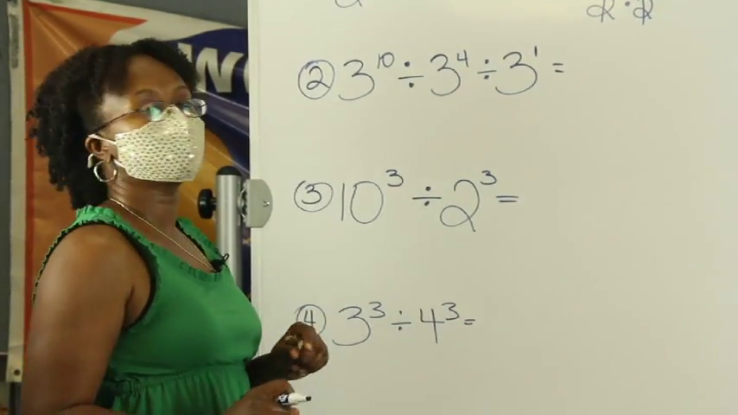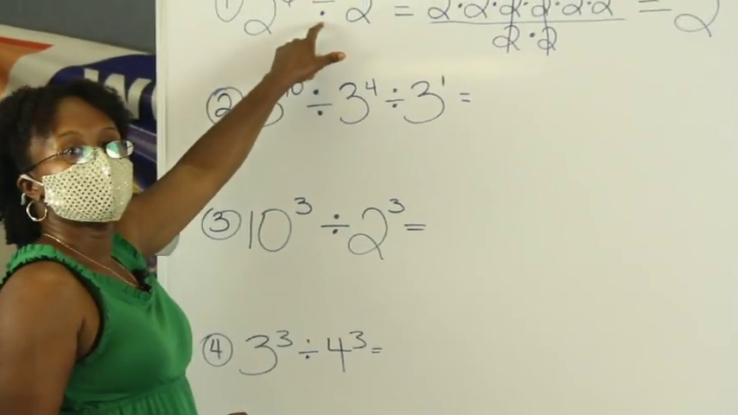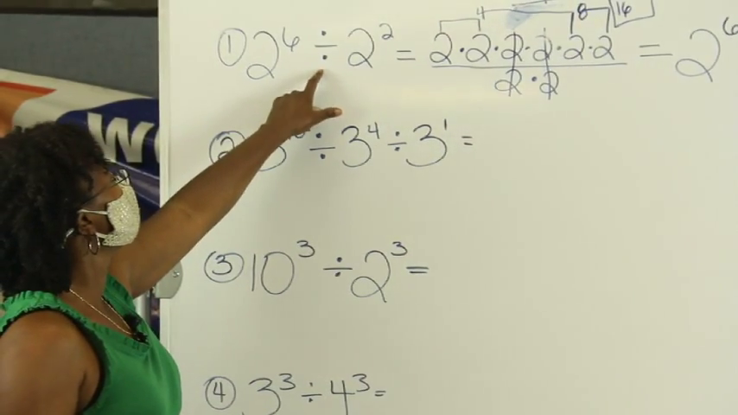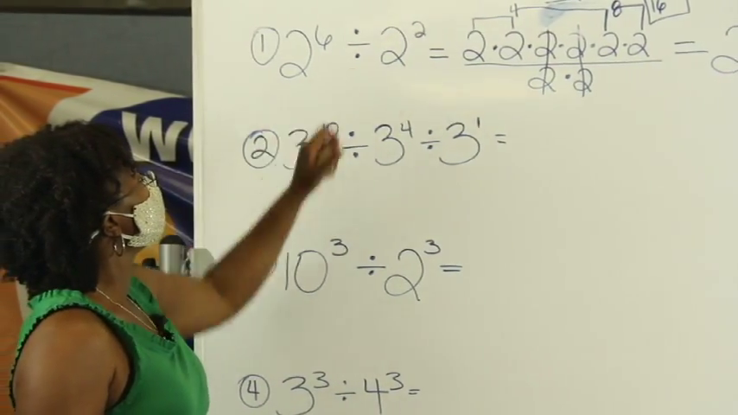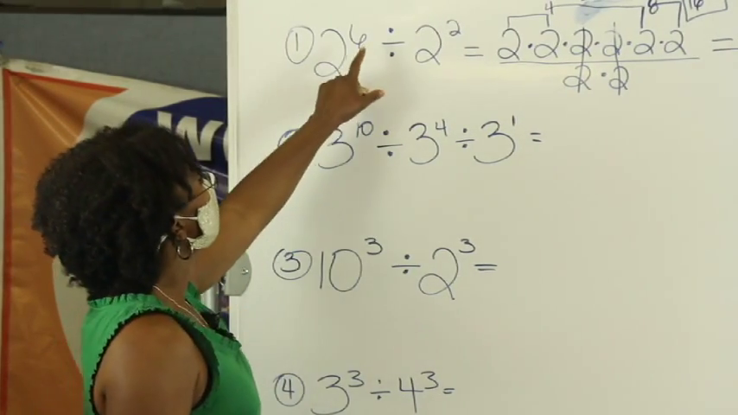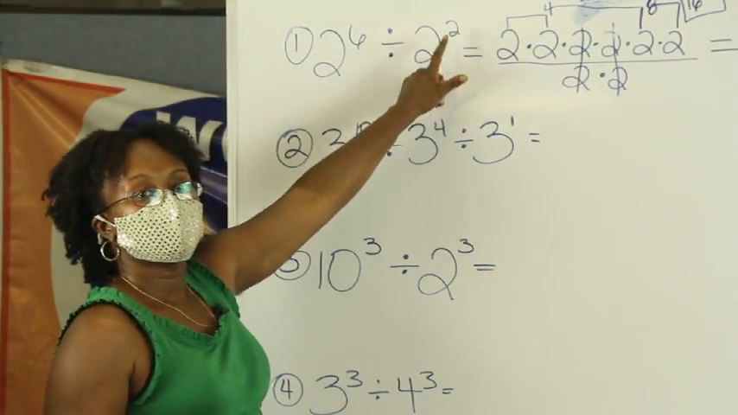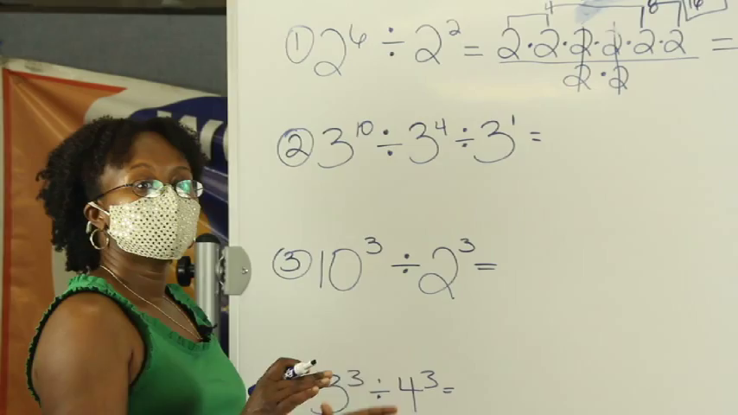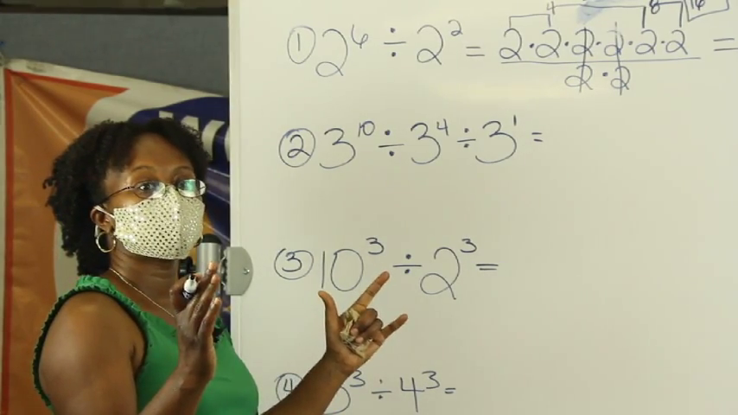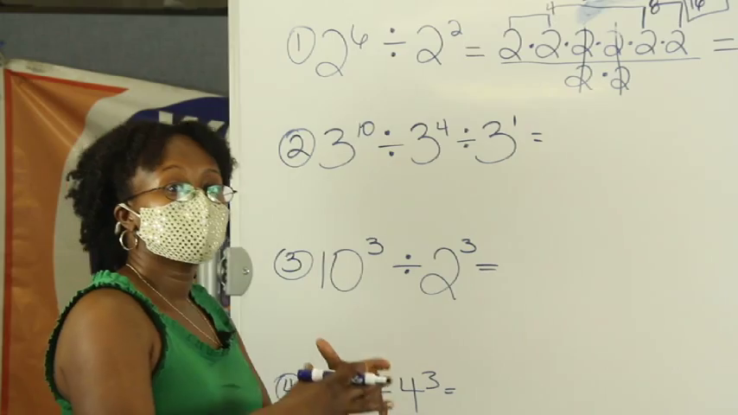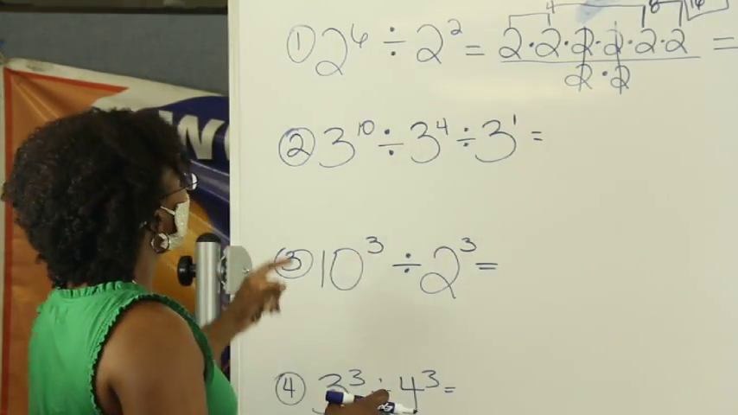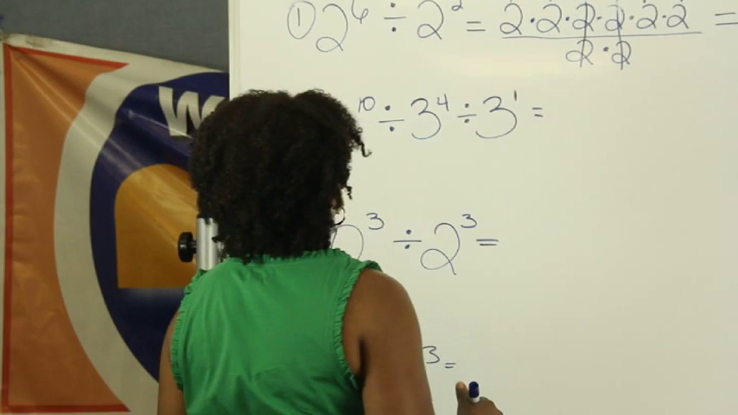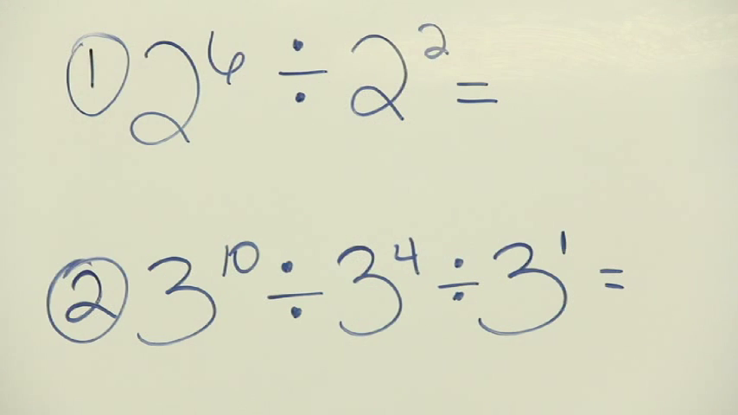Now, what would we have done differently if that was a multiplication symbol instead of a division symbol? We would have added the exponents. Please remember that. Because when you divide, you're going to be taking something away, more than likely. When you multiply, you're making things bigger, okay? So that's why you would add with multiplication.